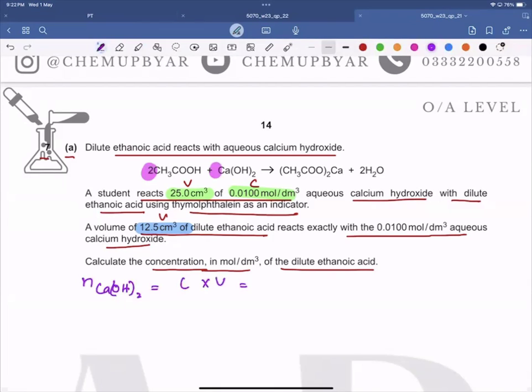So the concentration is 0.01 and the volume is 25, which is in cm³. So I have to divide it by 1000. When you divide 25 by 1000, it will become 0.025. When you multiply it by 0.01, it is going to be 2.5 × 10^-4 moles. So these are the moles of calcium hydroxide. Is this clear to all of you?